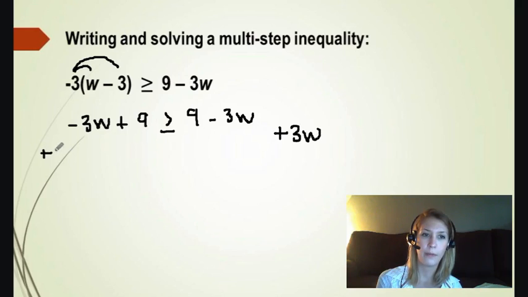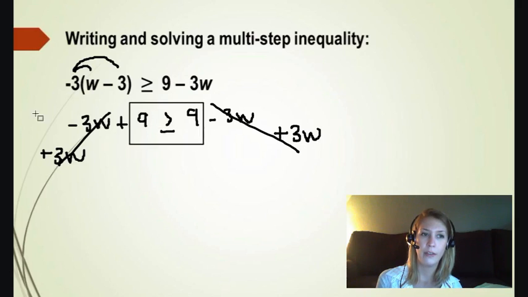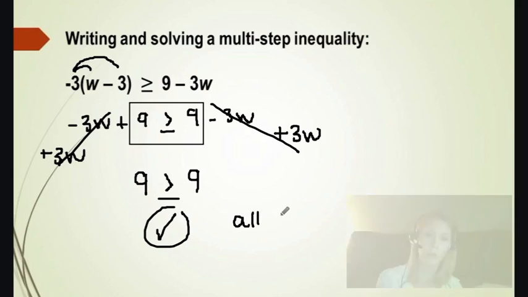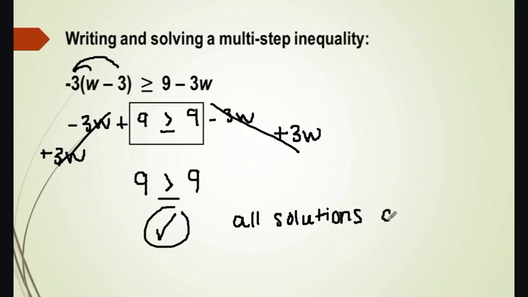Now, if we take a look here, if we were to add 3w to both sides of this inequality, they would cancel out, and we would be left with only this. We would have 9 is greater than or equal to 9, which states that all solutions are real numbers. So this is good to go. All solutions are real numbers.